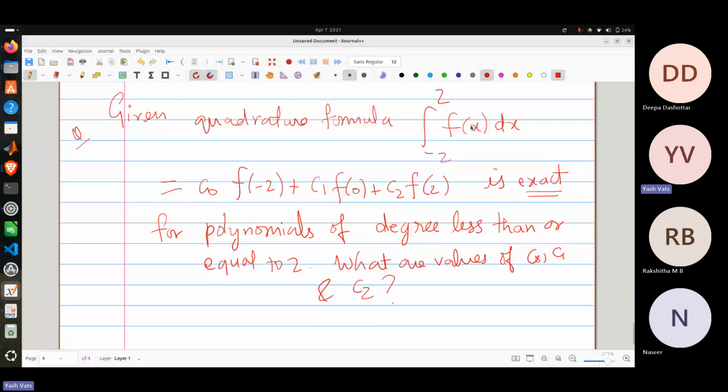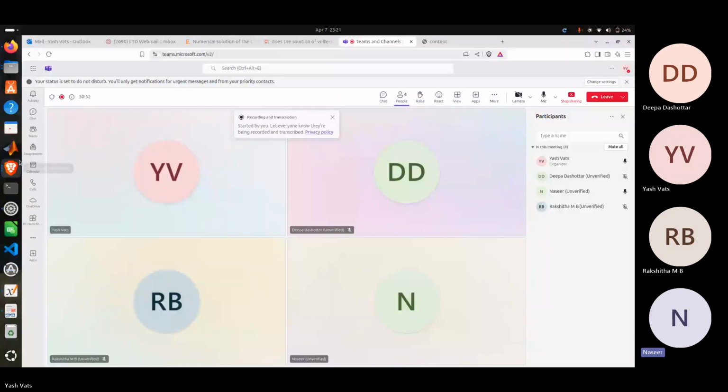So you have to assume f is just a quadratic polynomial. You first assume f is 1, then x, then x squared, and then solve it. Just try this. Okay. Excuse me, sir.